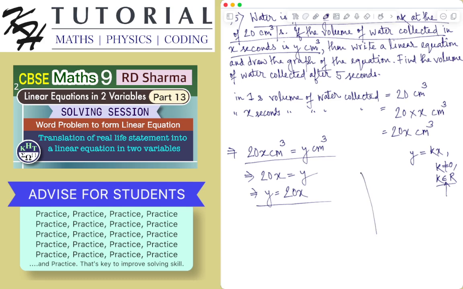Definitely. So how will the graph of this equation y equals to 20x look like? So these are the y and x coordinates. The straight line will be something like this. This line will pass through the origin. This is the origin having coordinates 0, 0. Let's say this is the line or the graph of the equation y equals to 20x. Okay.